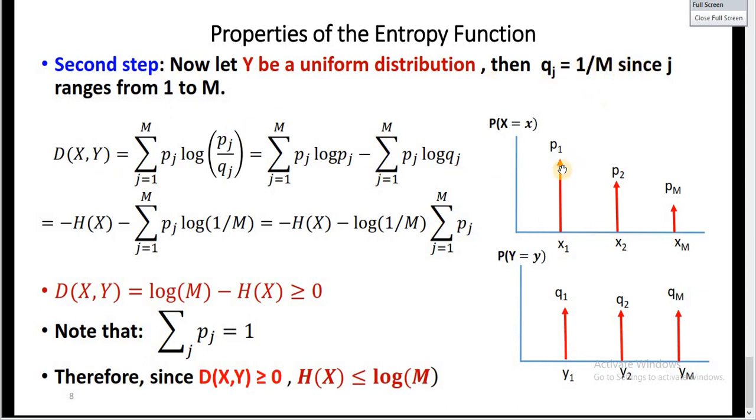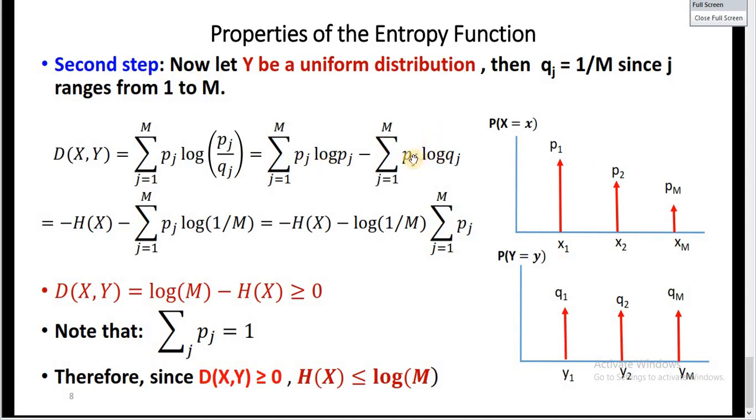We compute the relative entropy between our distribution x and this reference distribution as d of x and y equals the summation of p sub j log p sub j over q sub j. We can expand this summation as p sub j log p sub j minus p sub j log q sub j. We can easily recognize that the first summation is nothing but the negative of the entropy of the source x. So this is minus h of x.